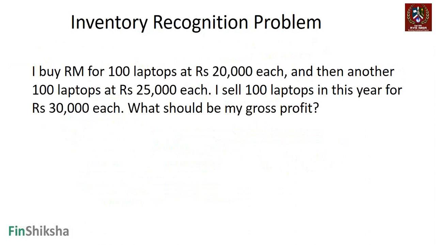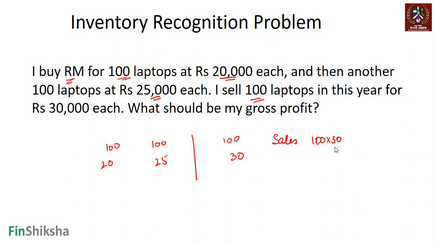Let's take a simple example and try to understand. I buy raw materials for 100 laptops at 20,000 each, correct? And then another 100 laptops at 25,000 each, right? So the first 100 is at 20,000, the next 100 is at 25,000. And then I sell 100 laptops at 30,000 each. So in my statement, the sales is clear. That's 100 into 30,000, correct?